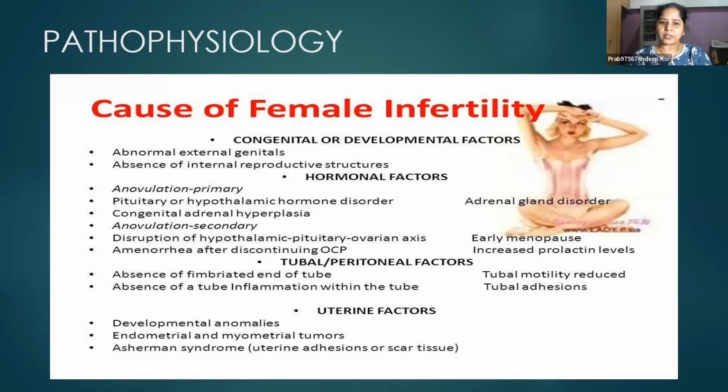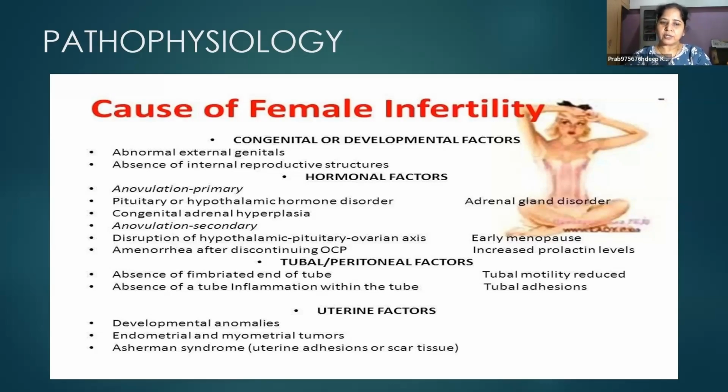Then pituitary or hypothalamic hormone disorders, adrenal gland disorders, congenital adrenal hyperplasia, and anovulation that is secondary, maybe because of disruption of the hypothalamo-pituitary-ovarian axis, early menopause, amenorrhea after discontinuing oral contraceptive pills, or increased prolactin levels.